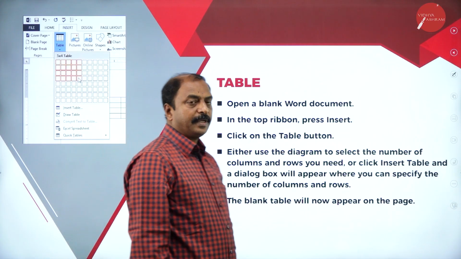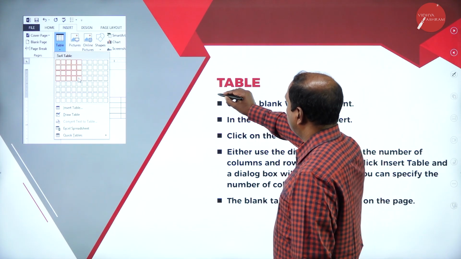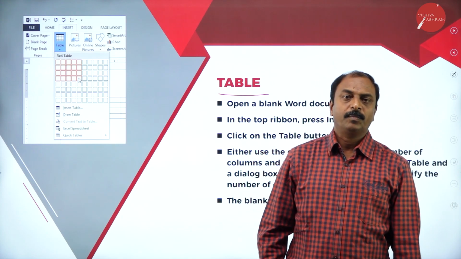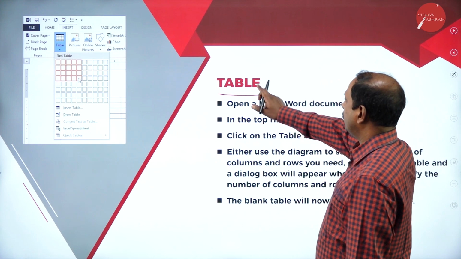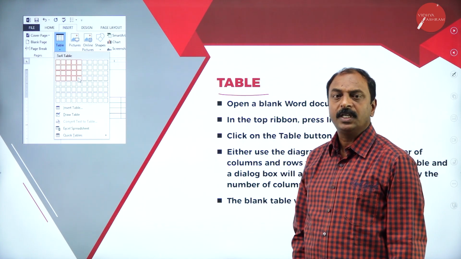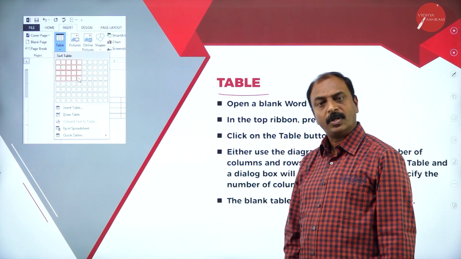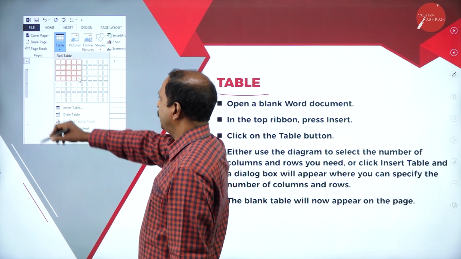Next one is called table. Another feature of MS Word is table. So what are tables? You know that information can be stored in the form of a number of rows and a number of columns. That is a table. In MS Word, it is possible for us to insert a table with n number of rows and m number of columns. Look at the image here.